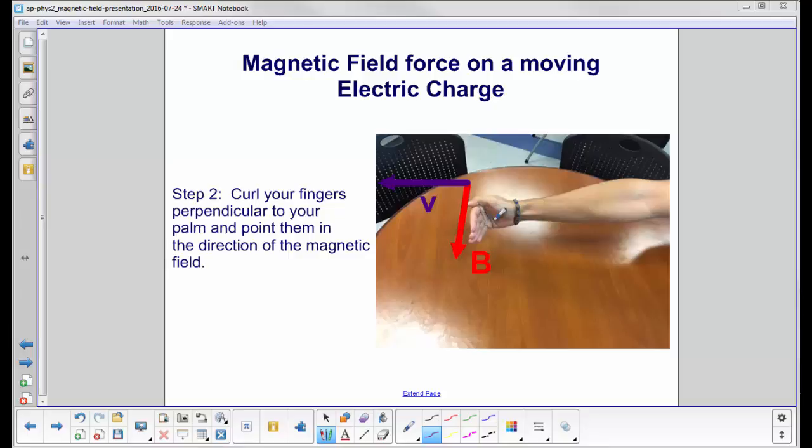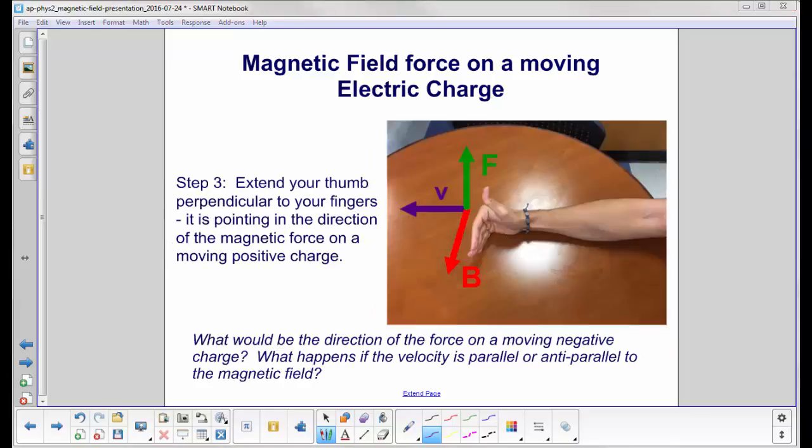Step 2. Curl your four fingers, perpendicular to your palm, and point them in the direction of the magnetic field. So we have the velocity of the charged particle, it's moving, and we have the magnetic field in this direction. And finally, step 3. Extend your thumb perpendicular to your fingers. It is pointing now in the direction of the magnetic force on a moving positive charge. See how all three vectors are perpendicular to each other. The charge was moving this way, the field was coming in this direction, and the force is directed straight up.